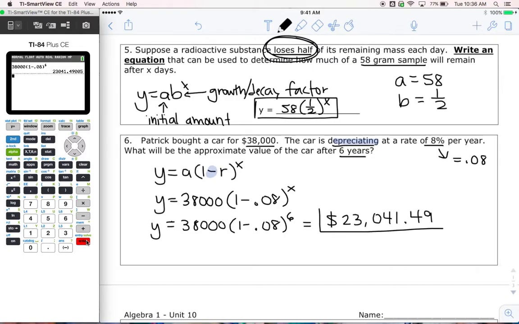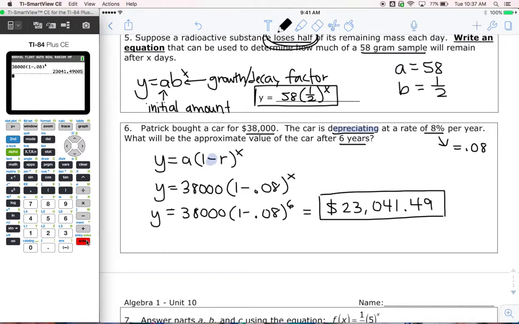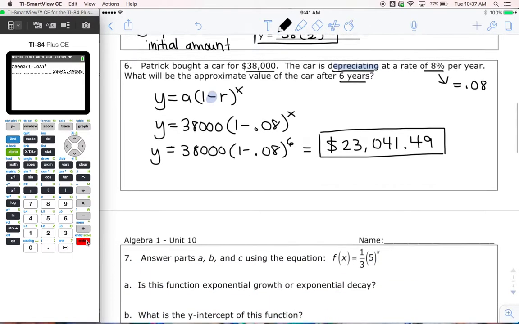Round to the nearest cent, right? And that makes sense, right? We started with 38,000, it's a losing value. We ended up with 23,000. That seems like a reasonable answer.